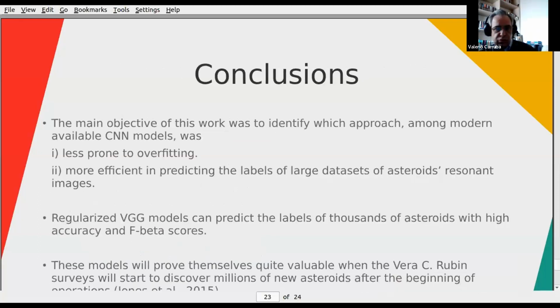So to conclude, the main goal of this work was to identify which approach among the more modern available CNN models was less prone to overfitting and more efficient in predicting the label of a larger dataset of asteroid resonant images. The regularized evaluation models can predict the label of thousands of asteroids with high accuracy and beta score. This model will be quite useful when the Vera Rubin survey starts to discover millions of new asteroids after the beginning of operations in 2025.